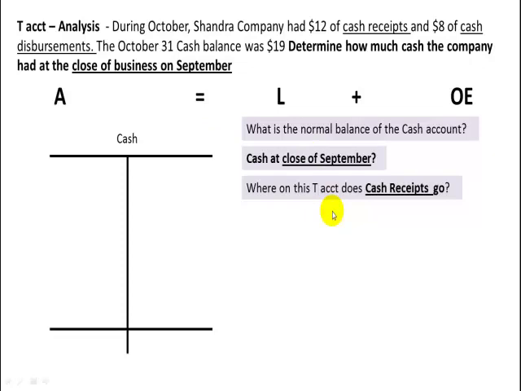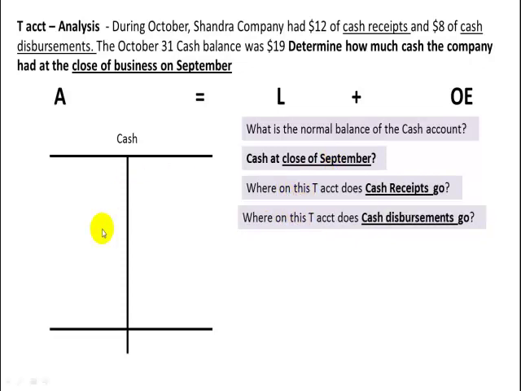Now, where on this T account does cash receipts go? Well, whenever you take cash in, that's a cash receipt. It goes on the debit side. Where on this T account does cash disbursements go? Well, anytime you write a check or use your debit card, that reduces cash, which is a cash disbursement, which is a credit to cash. It goes on the credit side, on the right side.